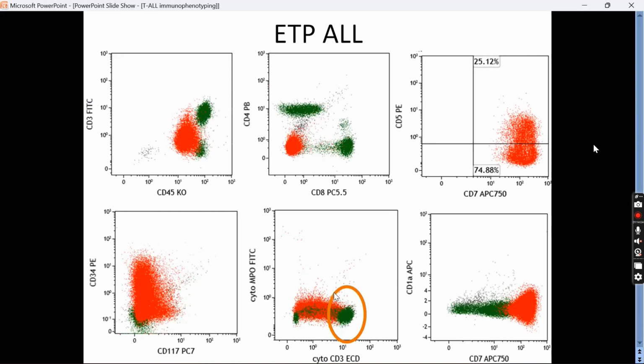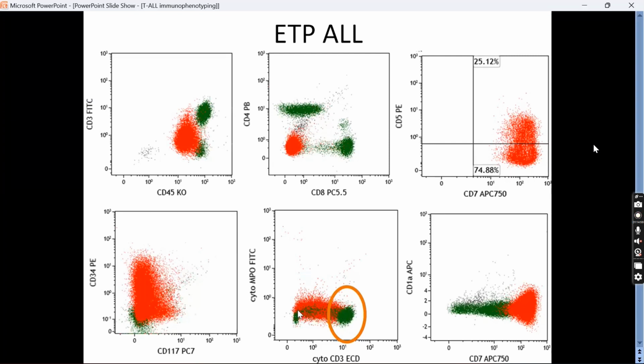And what is the criteria to call the blast cyto CD3 positive? That is also very important. This is going for a revision now in the current WHO, but the previous WHO says that a part of the blast should touch the normal T cells. Here, is it touching? A part of this blast should touch normal T cells. Here are the normal T cells, normal T cells showing cyto CD3.